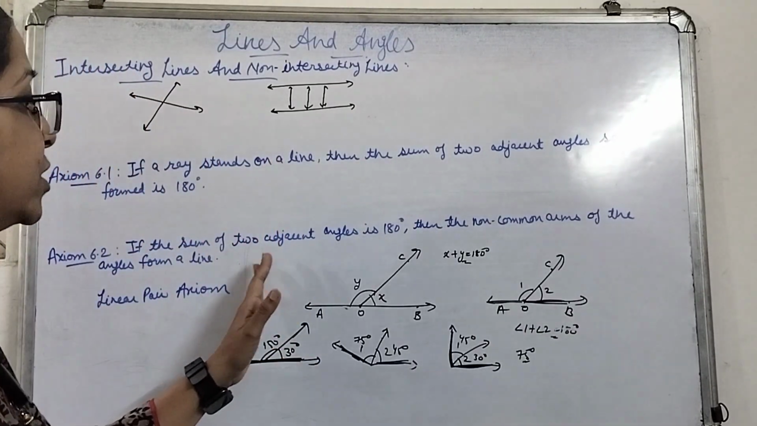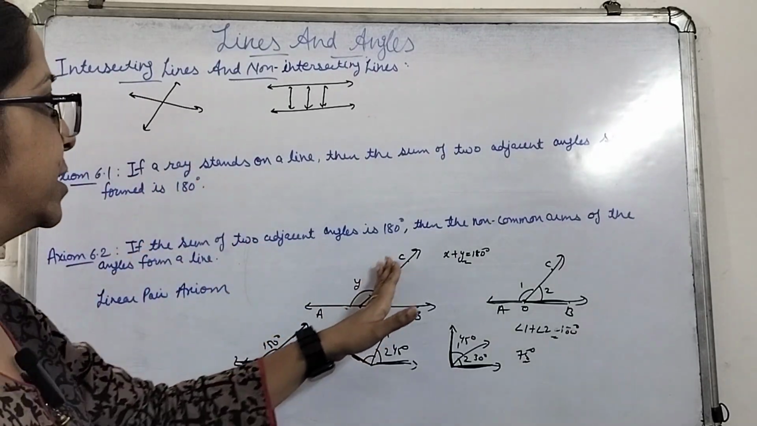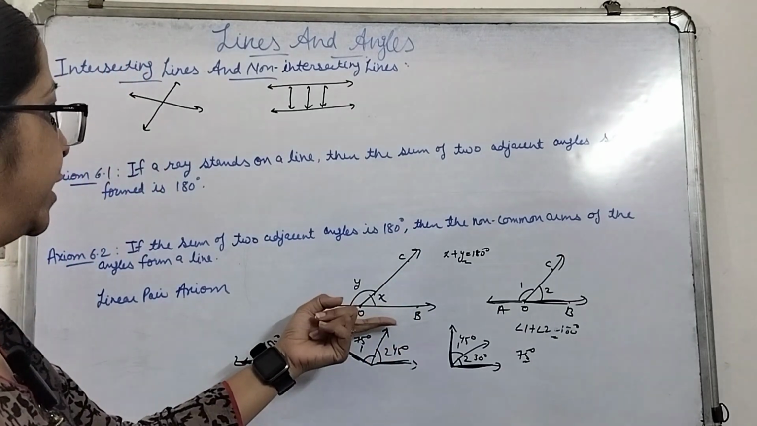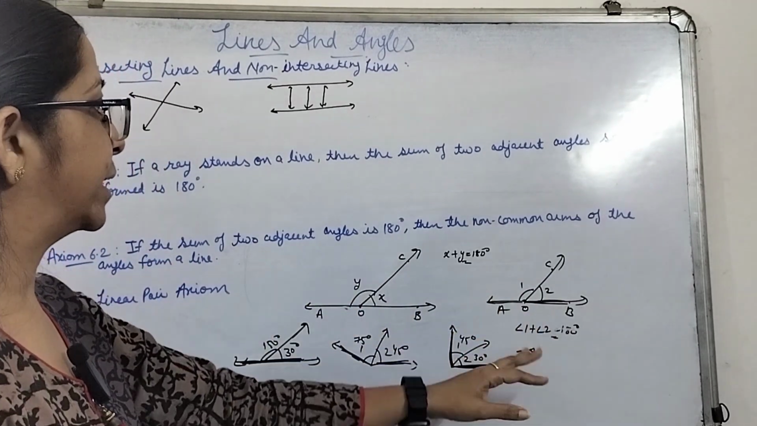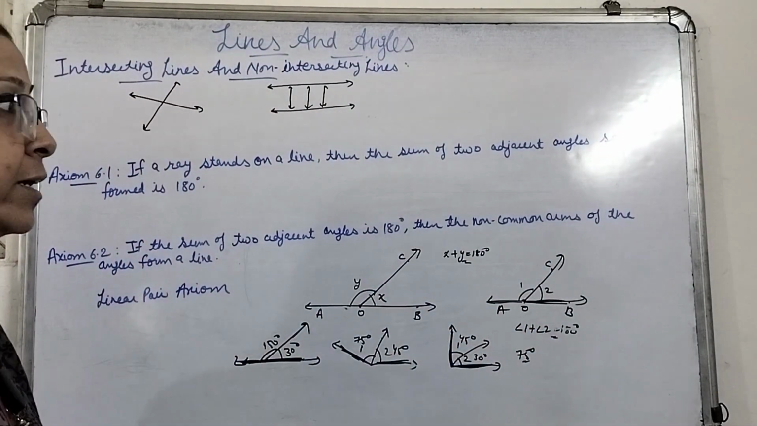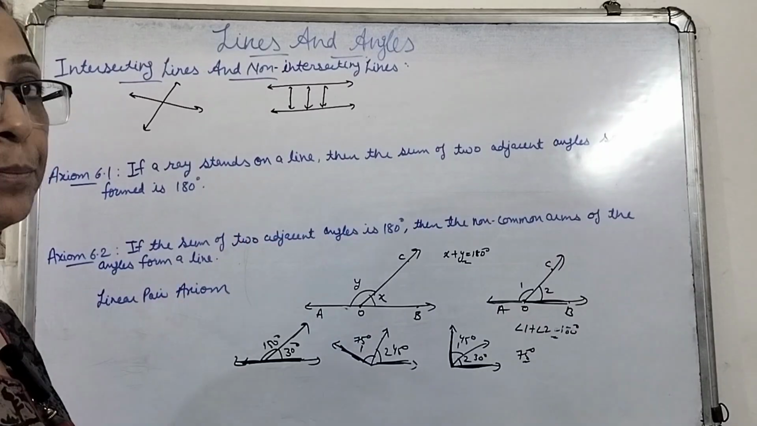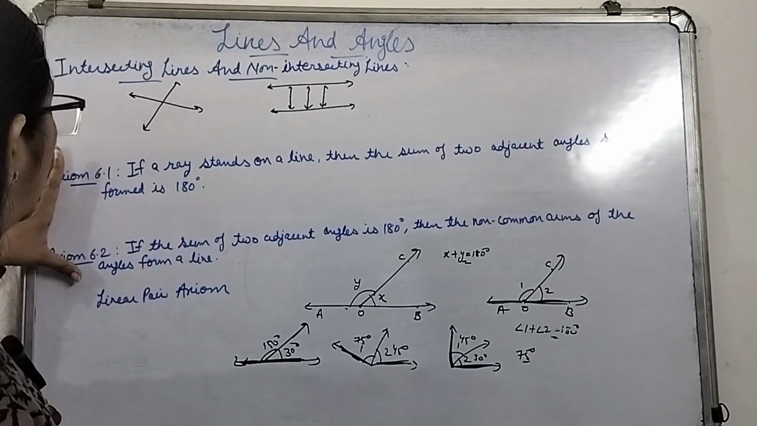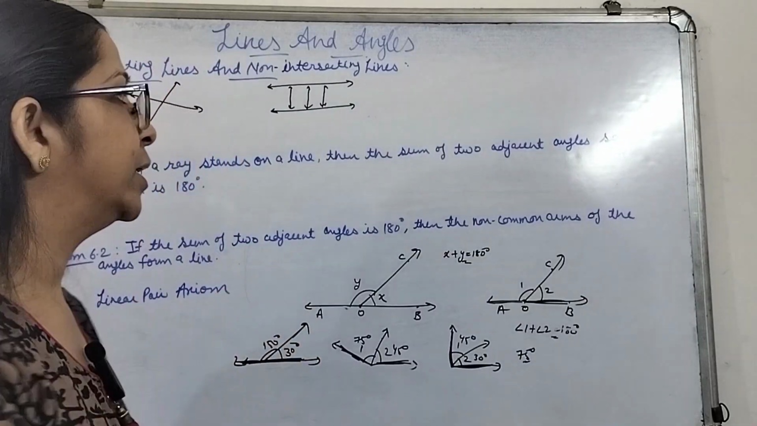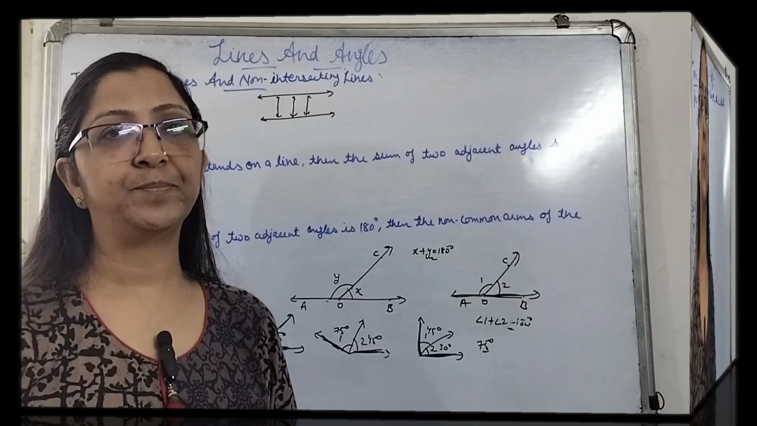So this is how we can check it even, and then we can conclude that if a ray stands on a line, then the sum of the two adjacent angles so formed will be 180 degrees. And if the sum of the two adjacent angles is 180 degrees, then the non-common arms will be forming a line. Because it depends upon the linear pair of angles, it shows the concept of linear pair of angles. That's the reason these two axioms are known as the linear pair axiom.